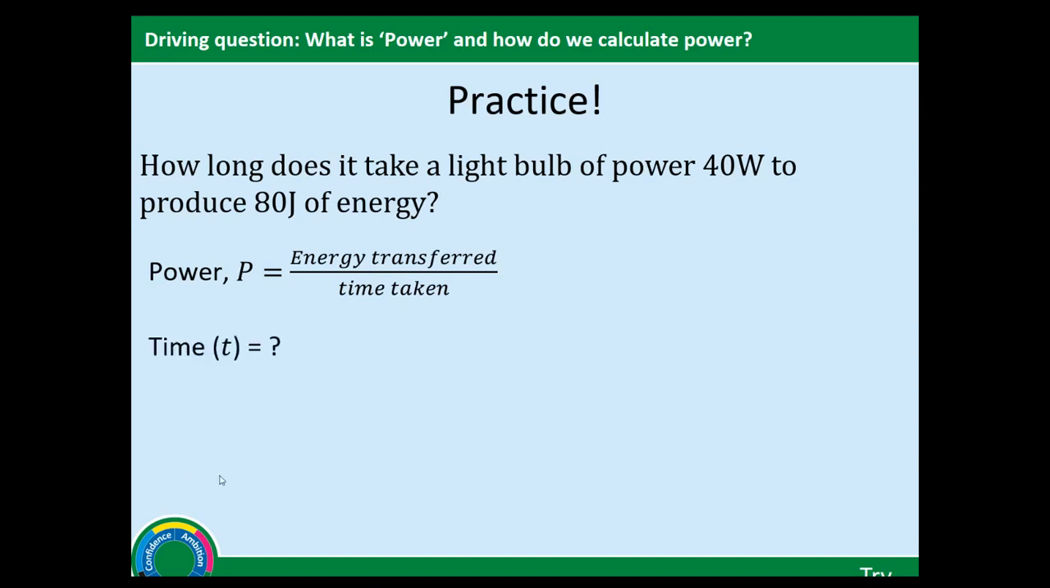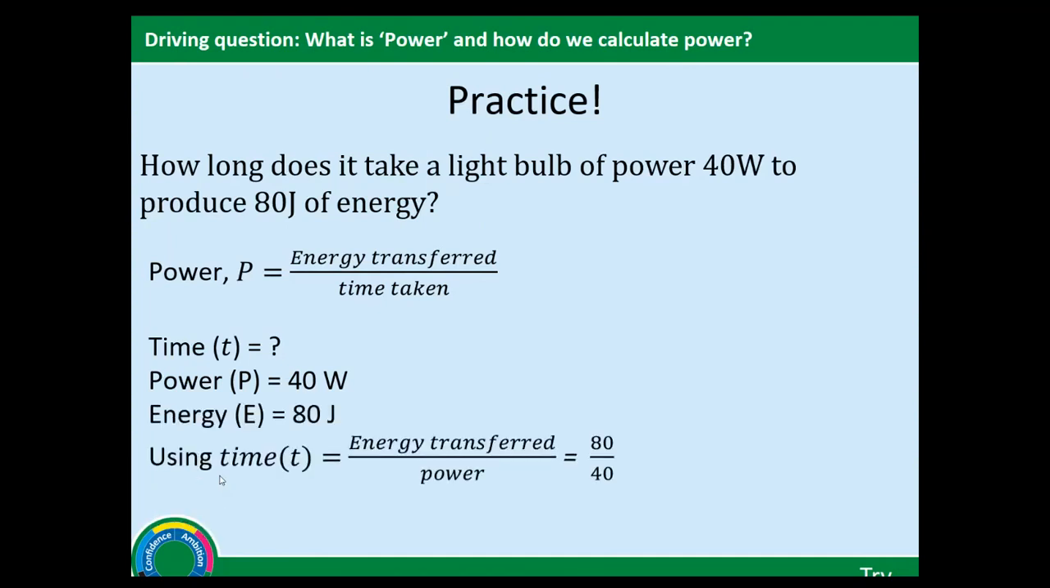Okay, now let's go through the questions together. We're asked to find the time. We're given the power, 40 watts, and the energy transferred, 80 joules. Substituting into our equation and rearranging, we have 80 divided by 40. So we have 2 seconds as the time.